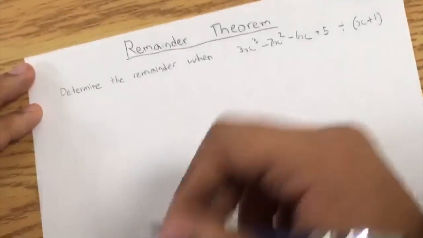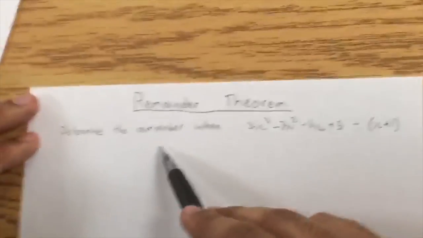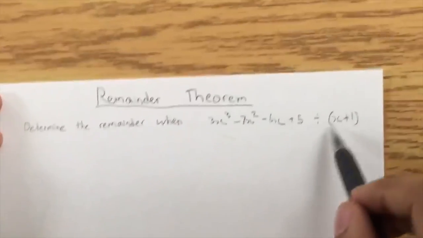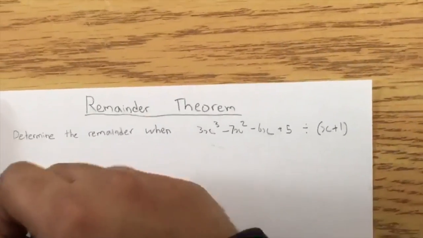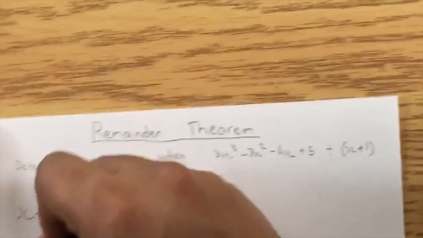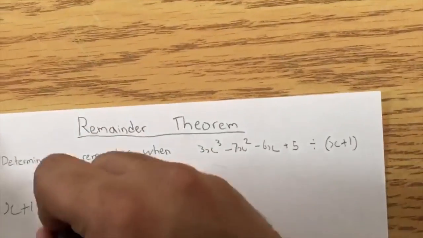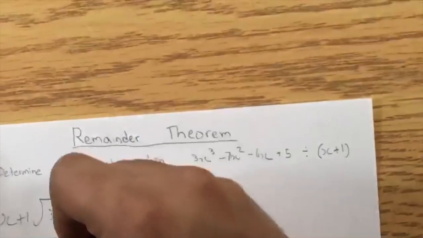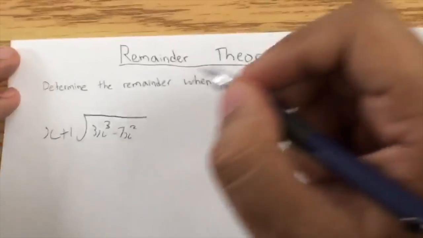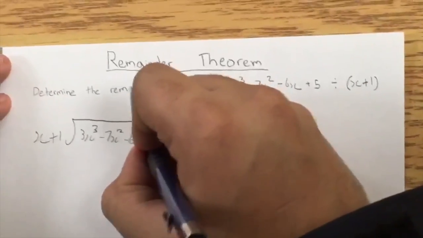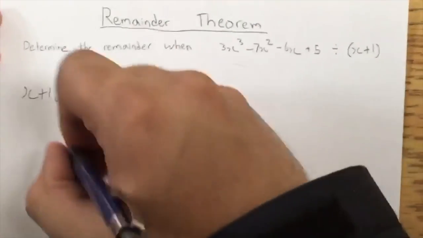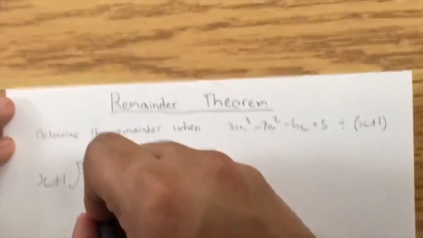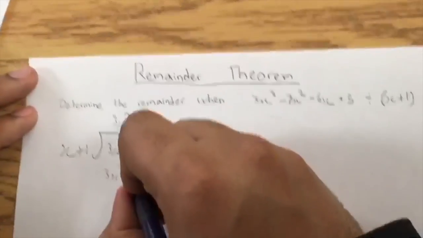So remainder theorem. So we determine the remainder of this polynomial when we divide it by x plus 1. So 1 minus 7x squared minus 6x plus 5, 3x squared plus 3x squared.